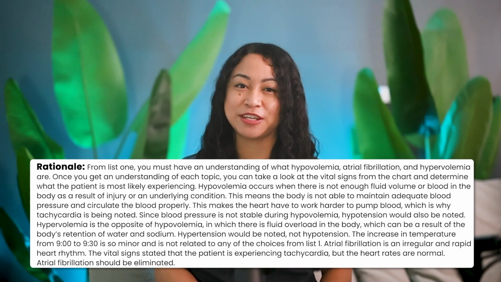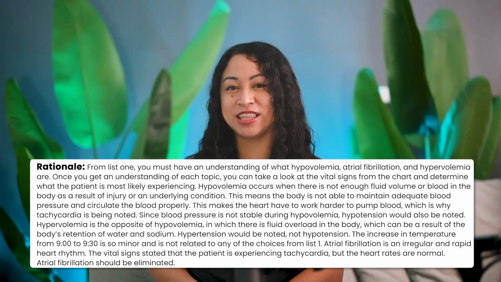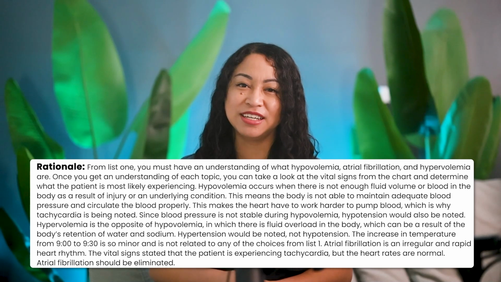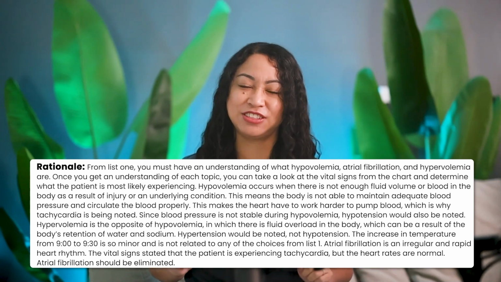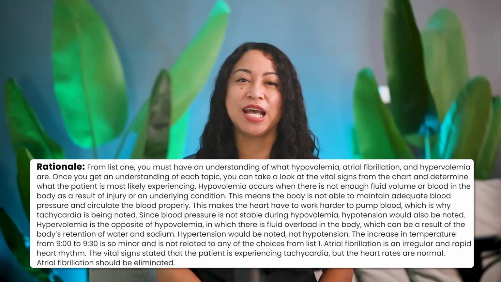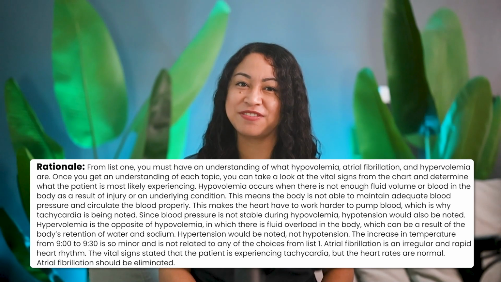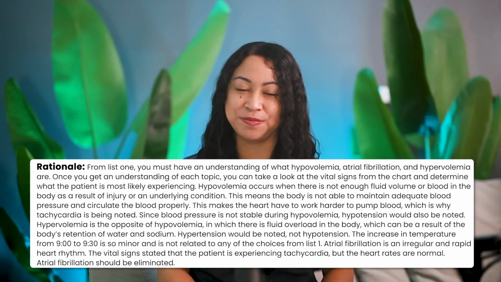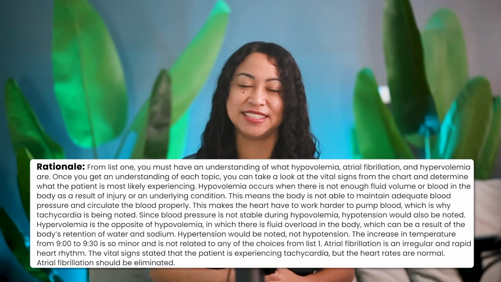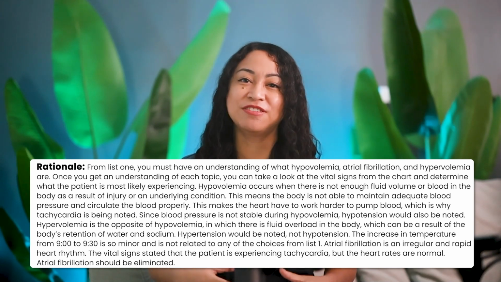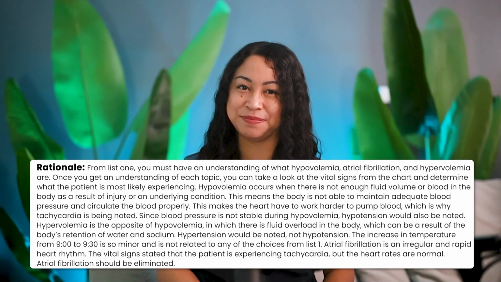The increase in temperature from 9 to 9:30 is so minor and is not related to any of the choices from list 1. Atrial fibrillation is an irregular and rapid heart rhythm. The vital signs stated that the patient is experiencing tachycardia, but the heart rates are normal. Atrial fibrillation should be eliminated.